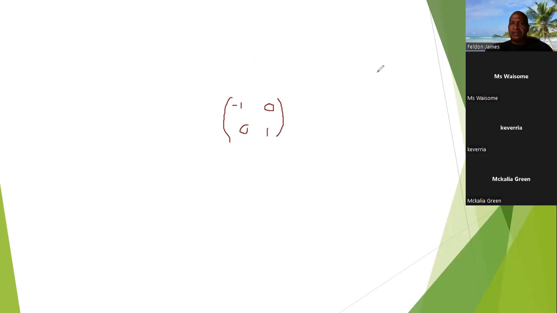All right, let us try one more. A reflection in the line y equals minus x. 0, minus 1, minus 1, 0. All right. Reflection in the line y equals x. 0, 1, 1, 0. Good. Reflection in the x-axis.